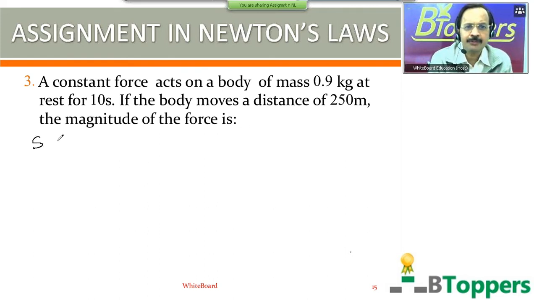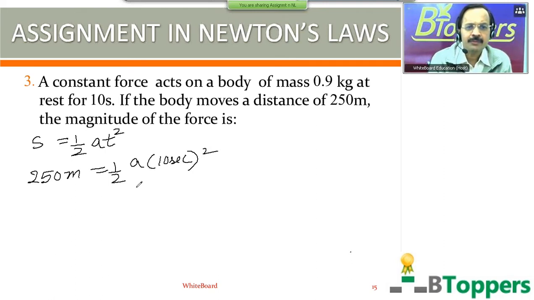The body starts from rest and moves with constant acceleration. You can write displacement covered in time t is equal to half a t square. When the external force on the body is constant, you can assume acceleration is also constant. Here displacement s equal to 50 meters in a time interval t equal to 10 seconds. So you can find the acceleration a from this.